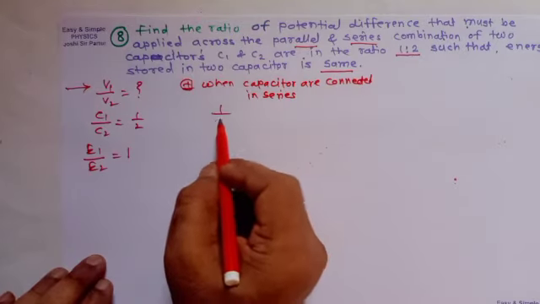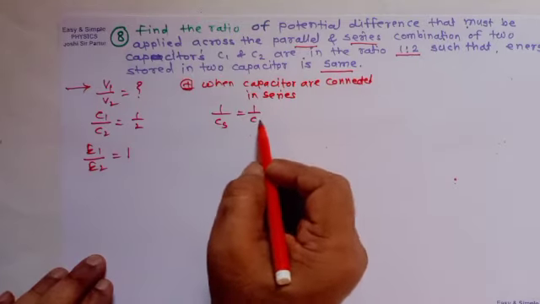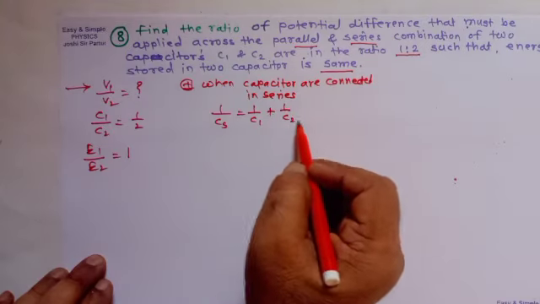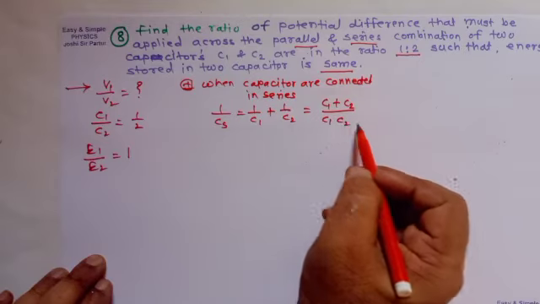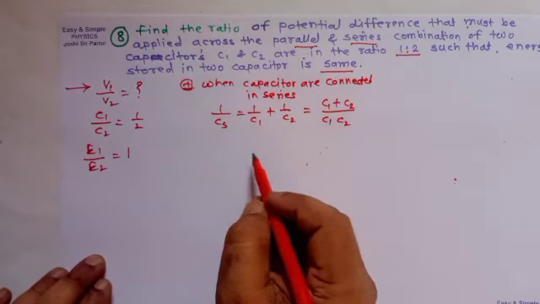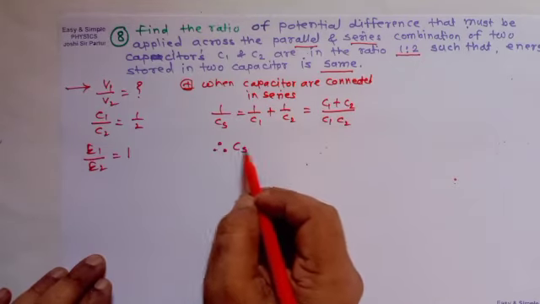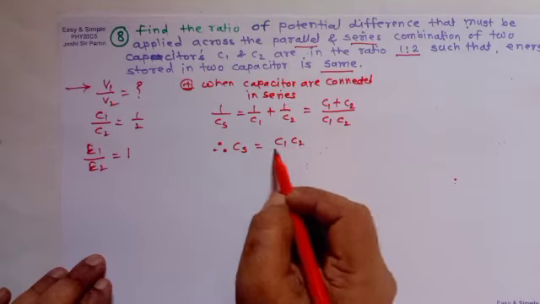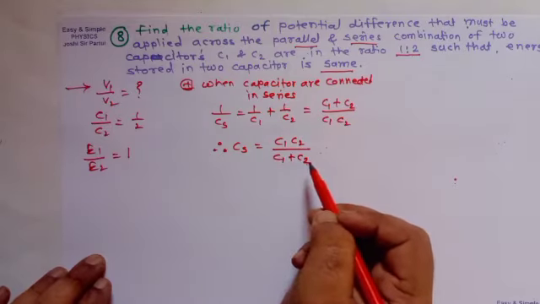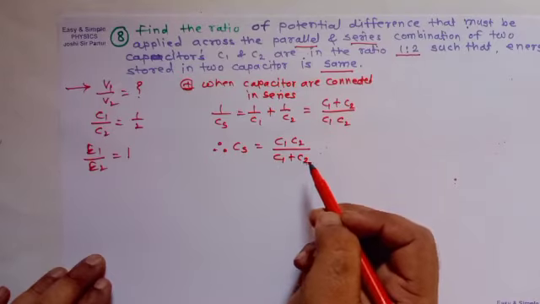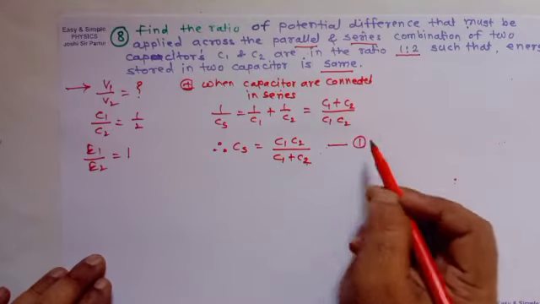1 upon Cs is equal to 1 upon C1 plus 1 upon C2, that is C1 plus C2 upon C1 C2. Therefore Cs is equal to C1 C2 upon C1 plus C2. Suppose this is equation number 1.